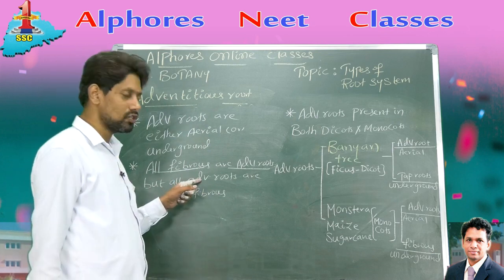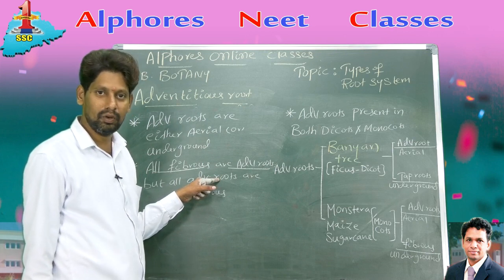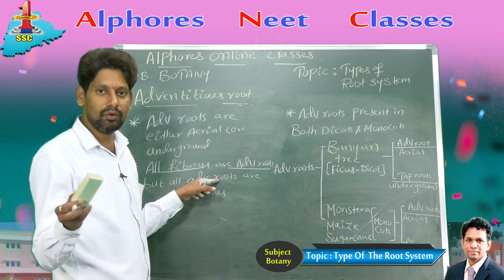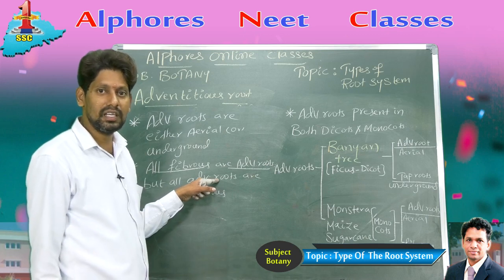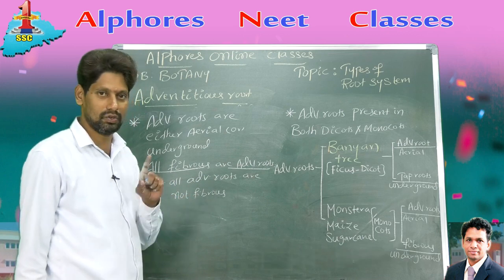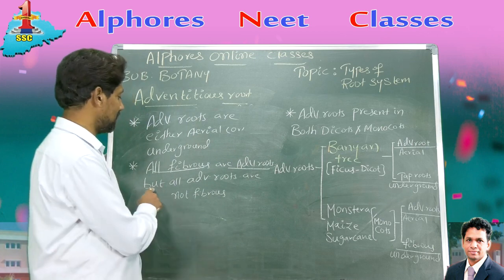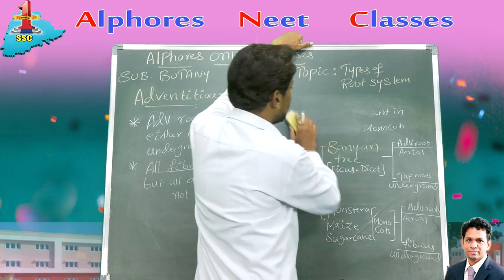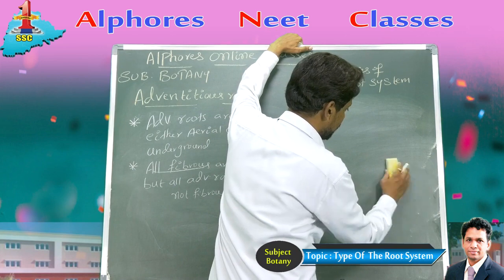Sir, is an adventitious root always developed from the base of the stem or the base of the plumule? No. They may develop from the internode of the stem. They may develop from the nodes of the stem. Yes or no? They may develop even from the leaves. In such cases, can we call adventitious roots fibrous roots? No. Therefore, all fibrous roots are adventitious roots, but all adventitious roots are not fibrous roots. Is this statement clear? Okay, right.